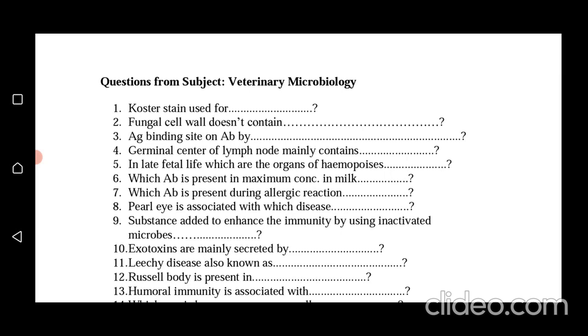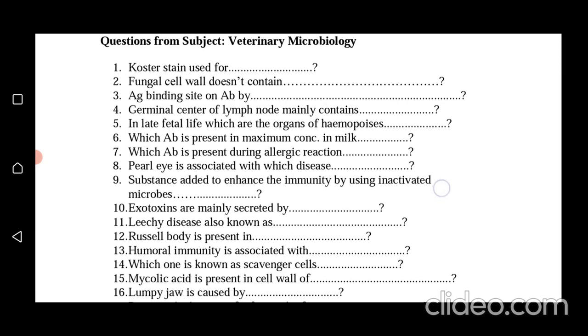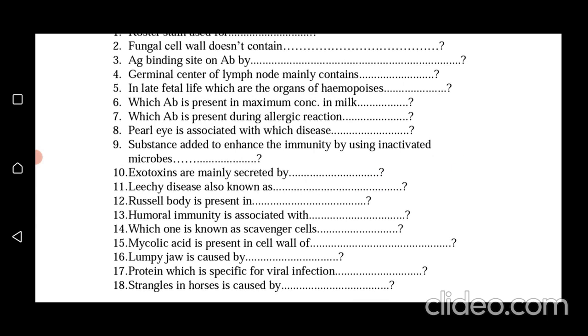Humoral immunity is associated with B lymphocytes. Which one is known as scavenger cells? Scavenger cells are the other name of macrophages. Mycolic acid is present in cell wall of Mycobacterium species.